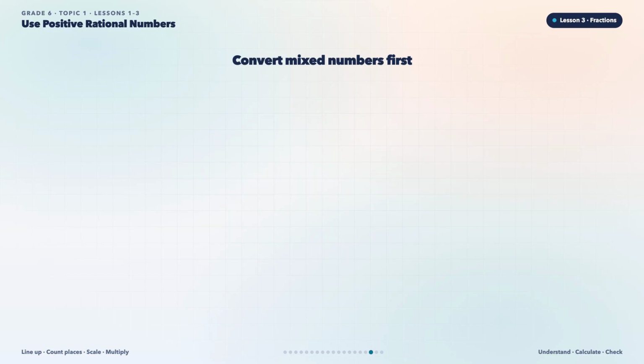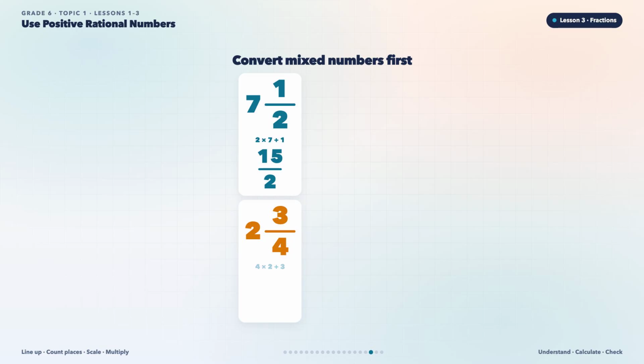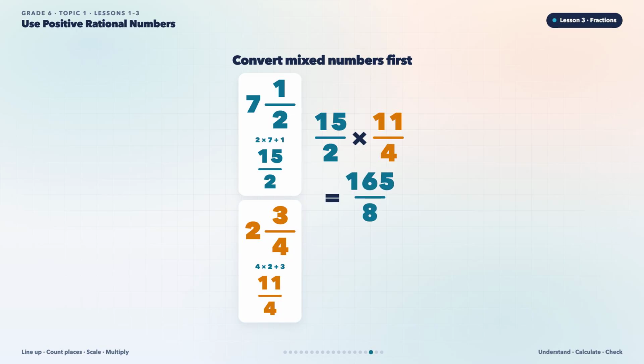To multiply mixed numbers, first convert them to improper fractions. 7 and 1/2. Multiply 2 times 7, then add 1, 15 halves. 2 and 3/4. 4 times 2 is 8, plus 3 is 11/4. Now multiply. 15 times 11 is 165. 2 times 4 is 8. 165 eighths. That's 20 and 5/8.